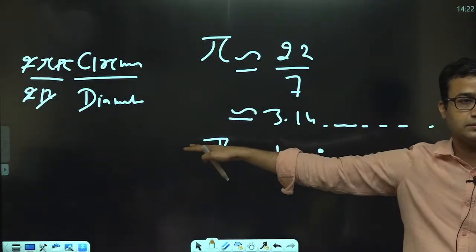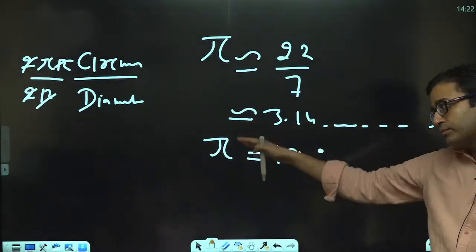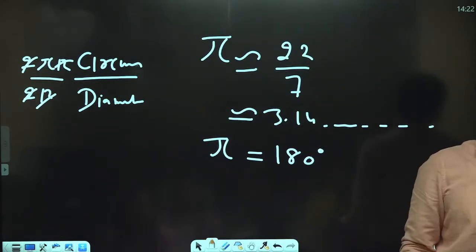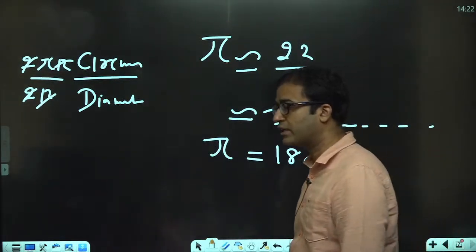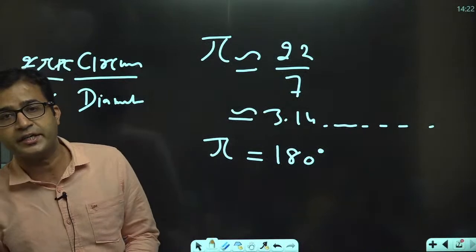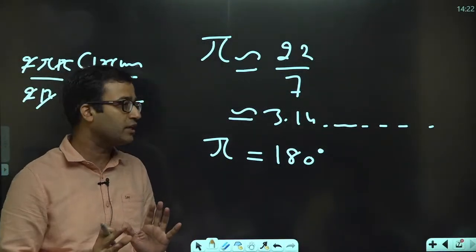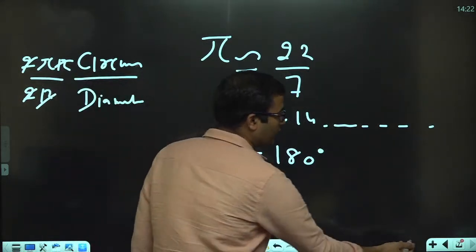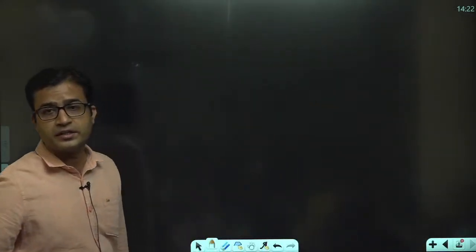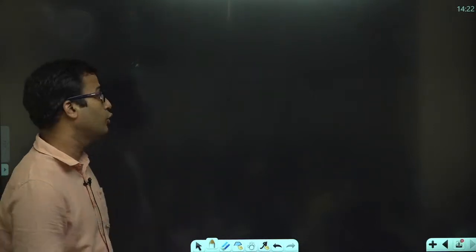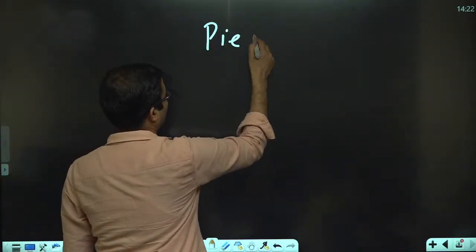That is the idea. But actually, the value of pi is 180 degree. We express pi in terms of degree. Exact value of pi is 180 degree. We cannot express pi as a numerator and denominator which are integers. Even in statistics or data interpretation in our CSAT, where we do pie chart, it is the same pi.